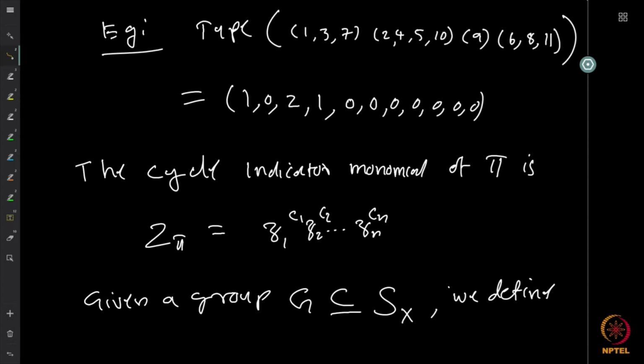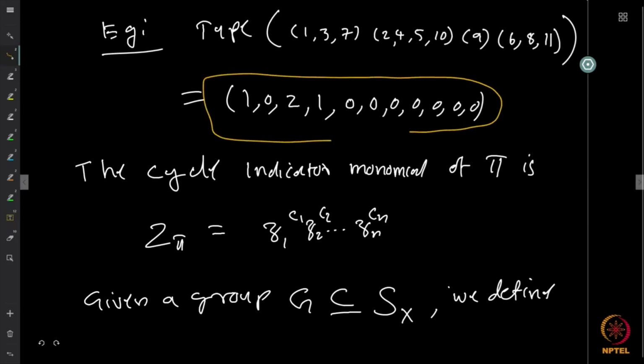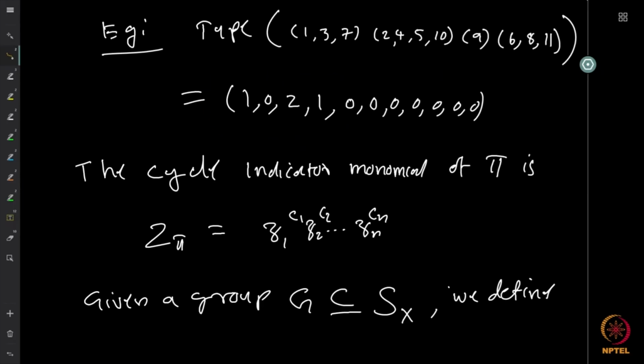Well, there is precisely one 1-cycle. There are no 2-cycles in this. There are two 3-cycles, (1, 3, 7) and (6, 8, 11). There is one 4-cycle, (2, 4, 5, 10), and there is no other larger cycle. So all these values up to 11 are going to be all zeros. You cannot have anything larger than 11 because the number of elements is 11.